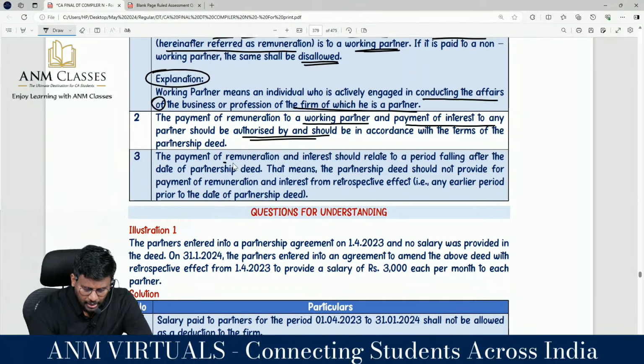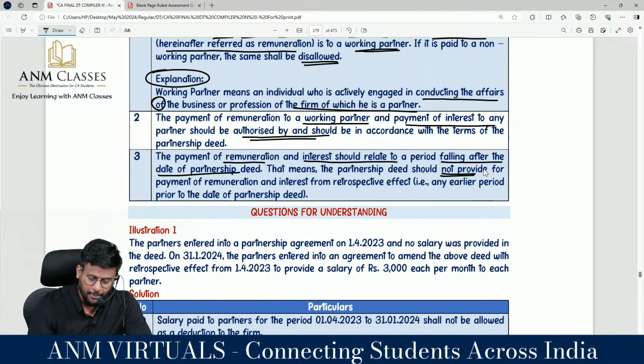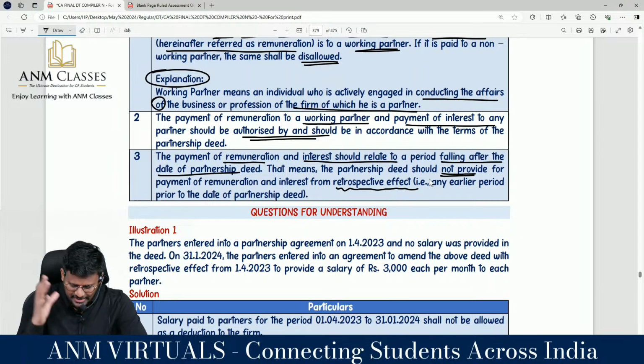The payment of remuneration and interest should relate to a period falling after the date of the partnership deed. That means it should be on a prospective basis, not on a retrospective basis. That means the partnership deed should not provide for payment of remuneration and interest with retrospective effect, that is, for any period earlier to the date of the partnership deed.